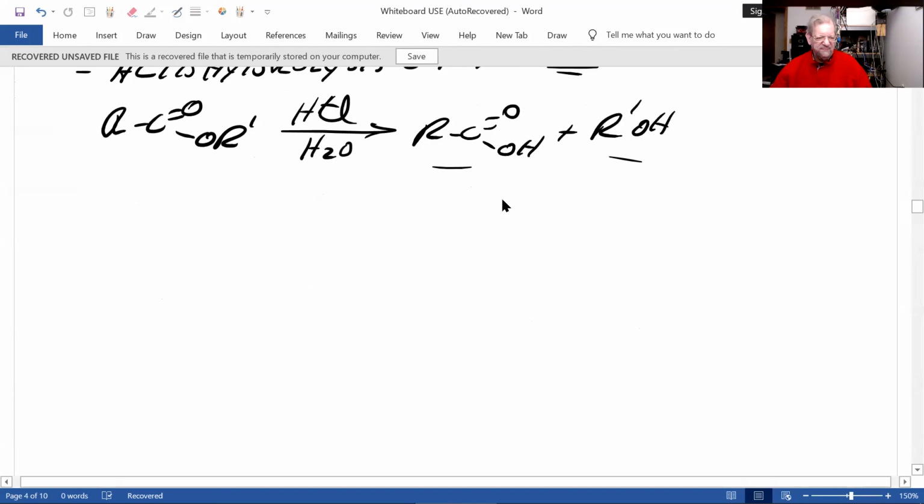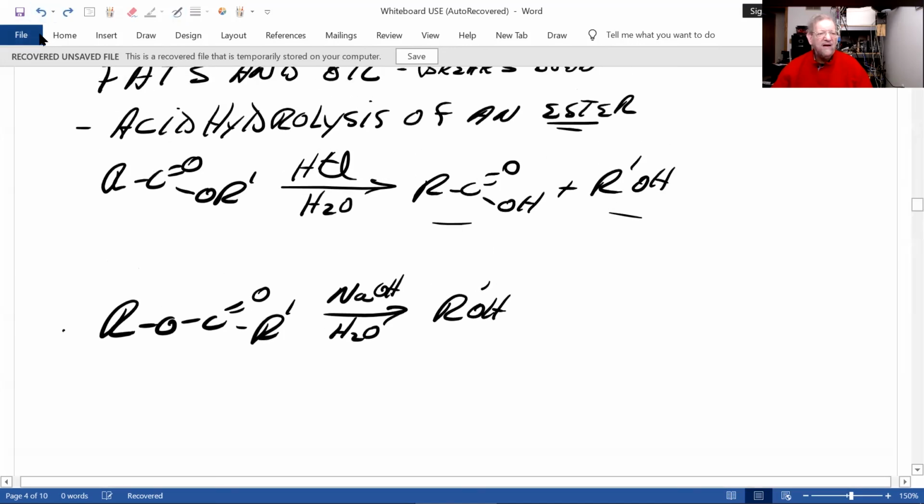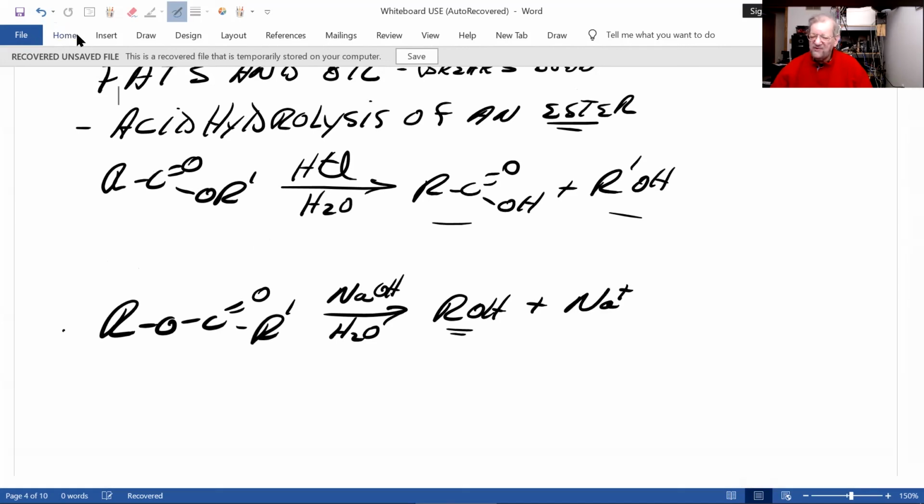Let's do another one. And this is called saponification of an ester. I'll use sodium hydroxide. You could use any base, and you get back the alcohol you would have used to make that ester, plus, because you're in base, the carboxylic acid forms the carboxylate anion, and you form this carboxylate anion.